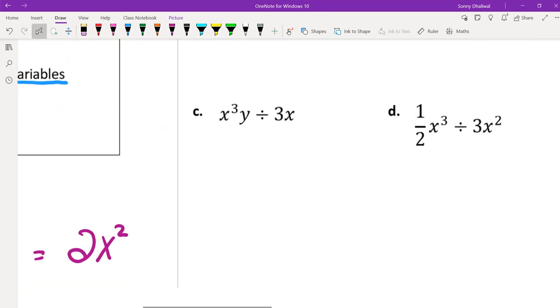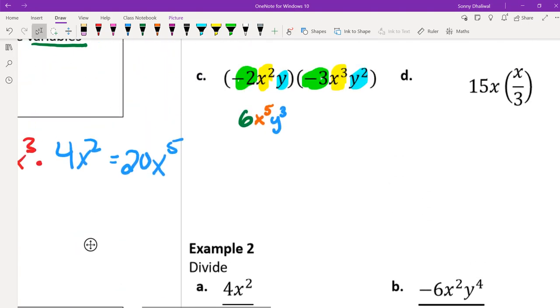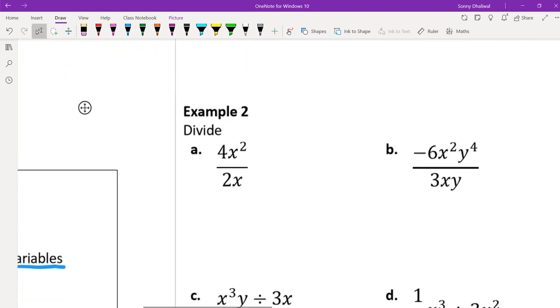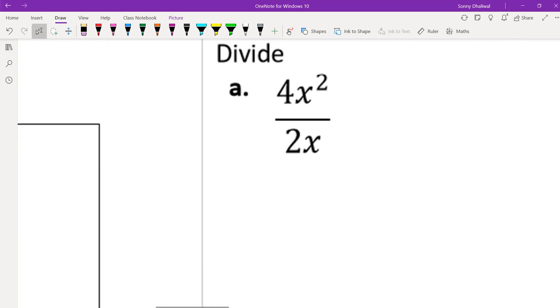So, going over here, we'll do D last. Let's go here. We have numbers. What would it be? 4 divided by 2? 2. Then we have 2x. You have an x and x. The base doesn't change. What should the exponent for the x be? 1. But we don't need to show it. So just 2x.